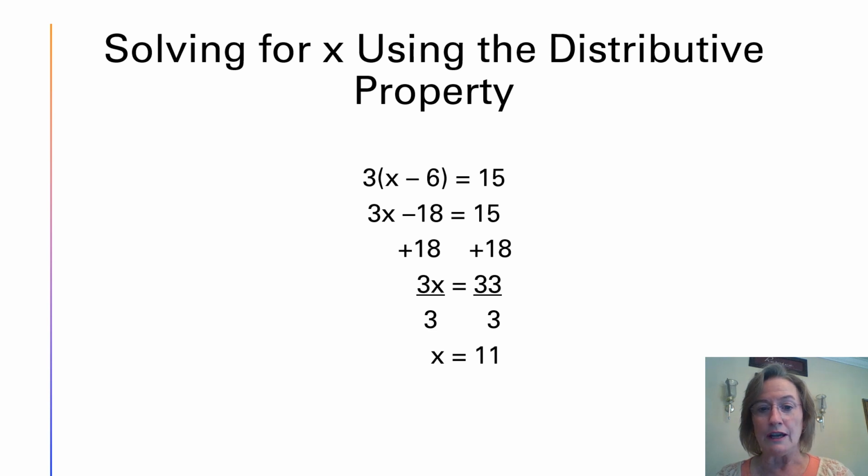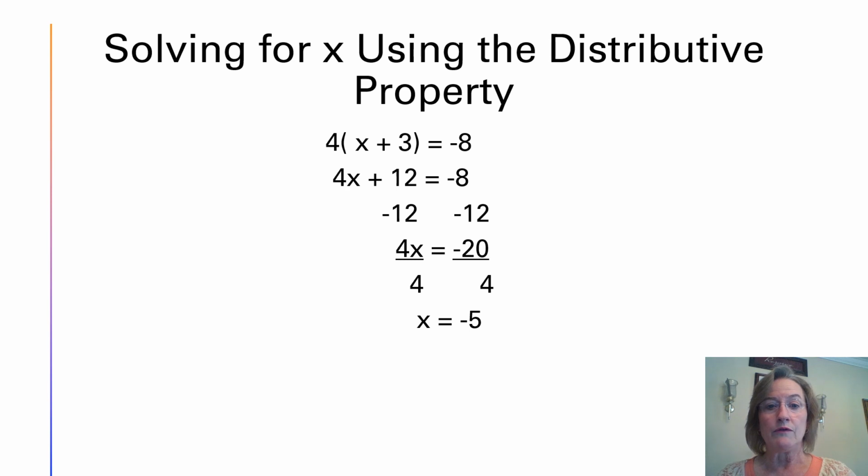Now if you wanted to check to make sure 11 was the correct answer, you can take 11 and substitute it in here for x in our original equation. Well, if I put 11 in here, 11 minus 6 is 5. And 5 times 3 is 15, which is what it needs to equal for that 11 to work in this equation. All right, let's try another one.